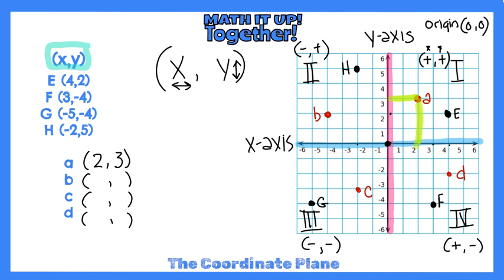For B, on the x, we're at negative 4, and on the y, we're at positive 2. And again, if this helps, you know that anything in this quadrant is going to be a negative x and a positive y. And then for C, on the x, we have a negative 2, and on the y, we have a negative 3. Finally, for D, on the x, it's at positive 4, and on the y, it's at negative 2. Positive 4 and negative 2.